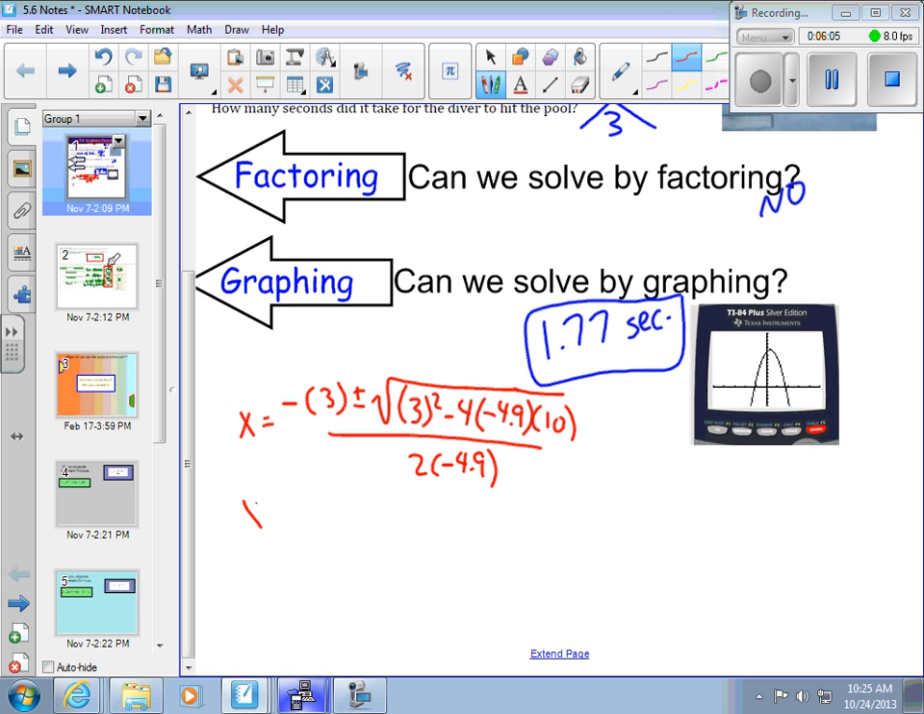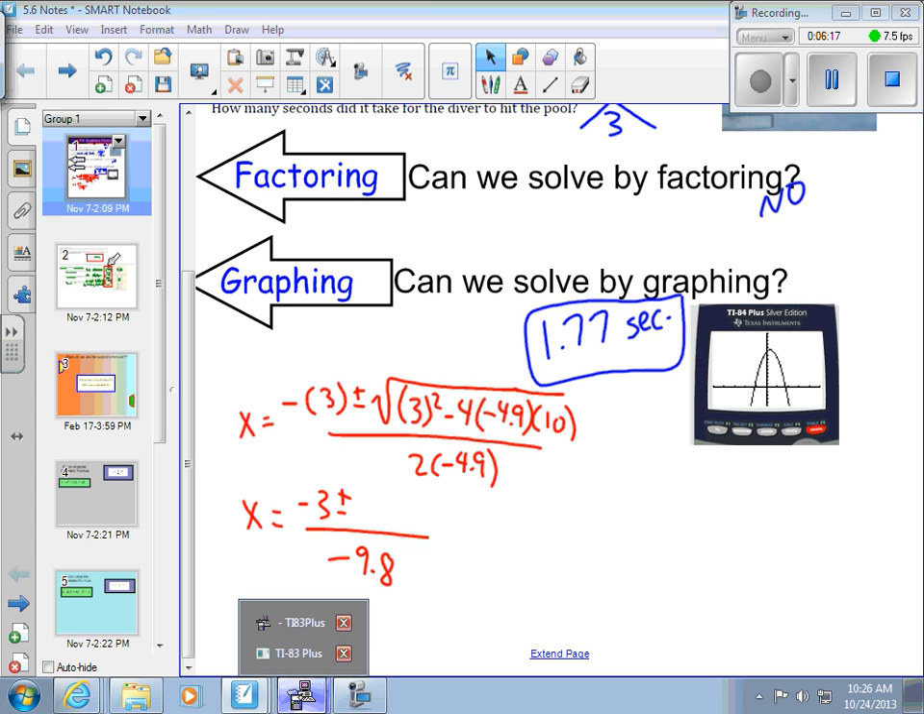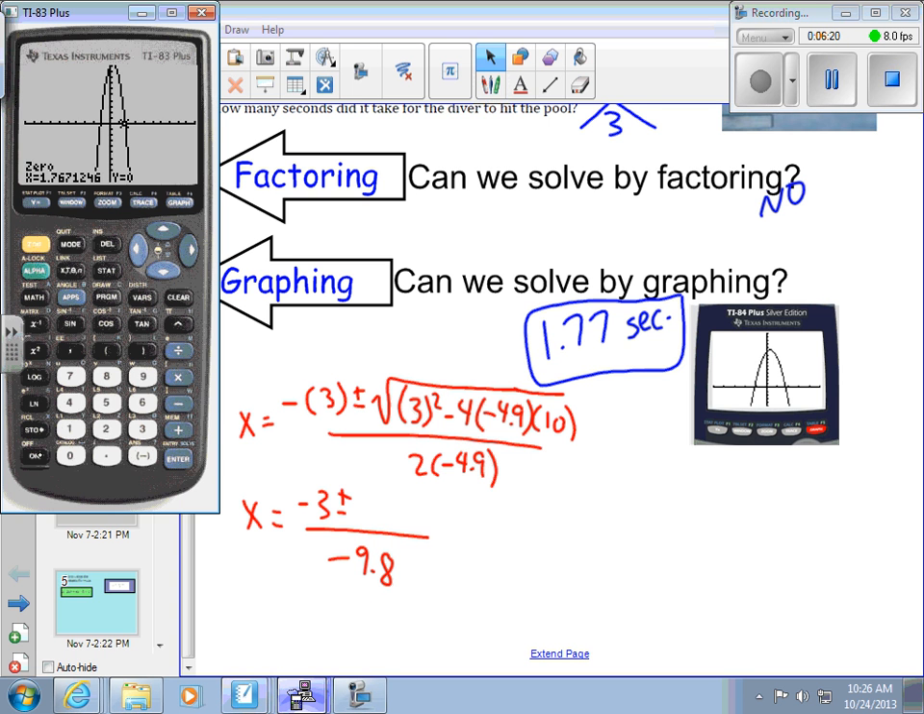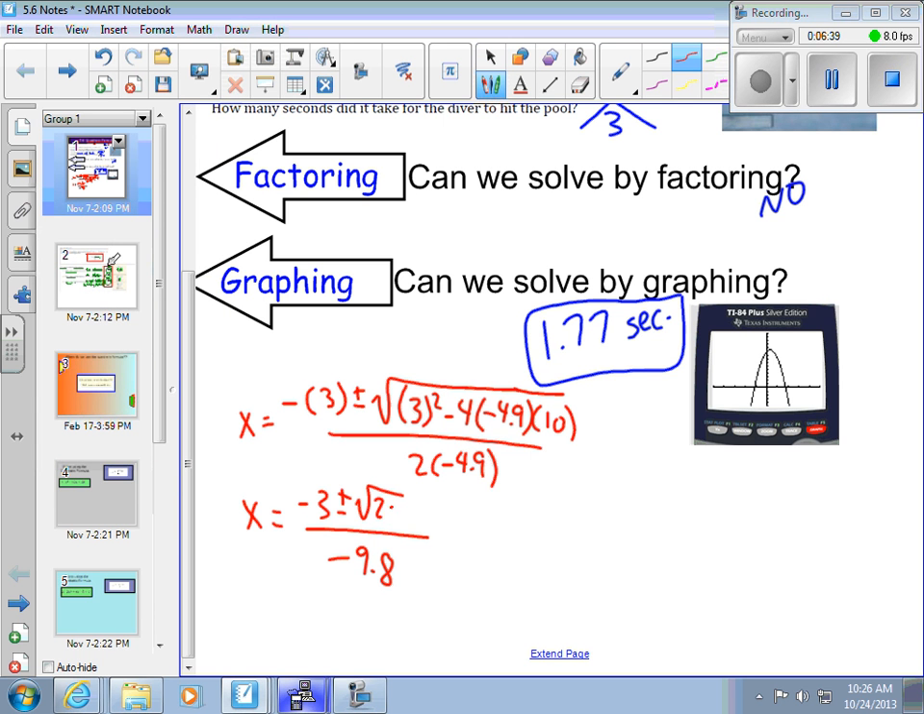Okay, simplifying. This first part is going to be negative 3. On the bottom we have negative 9.8, if you multiply 2 times negative 4.9. The discriminant is probably where you want to use your calculator. So let's figure out what our discriminant is. If we type in 3 squared minus 4 times negative 4.9 times 10, we get the value 205. That's positive, meaning we should get two solutions for this one. So we have the square root of 205.